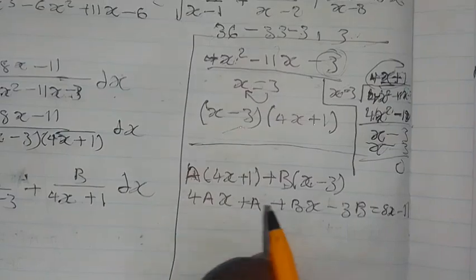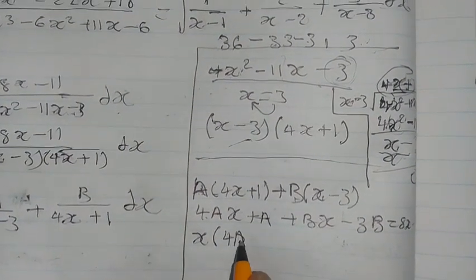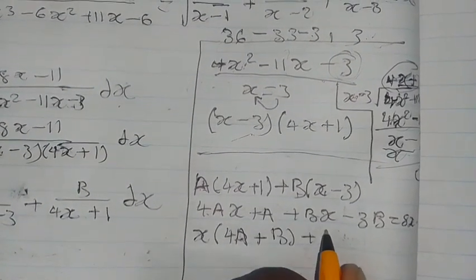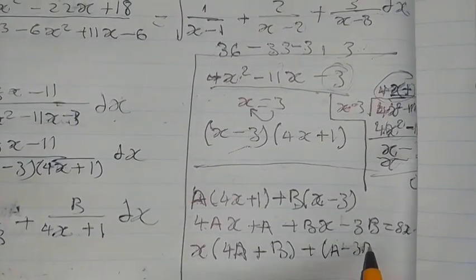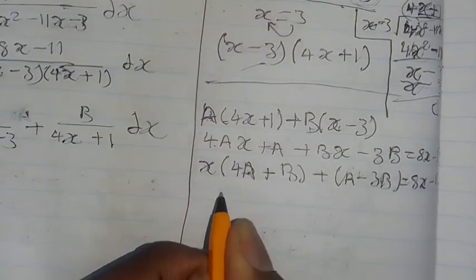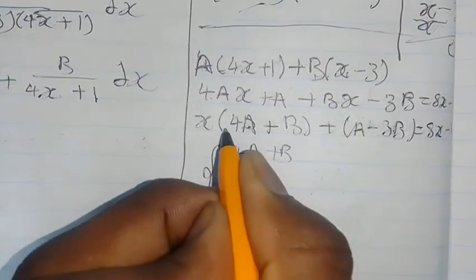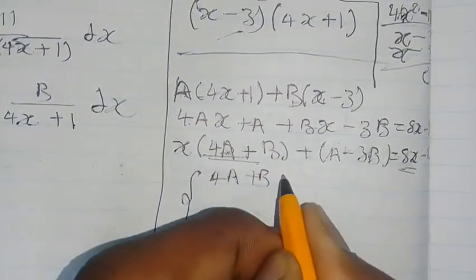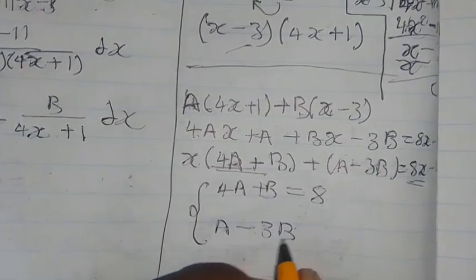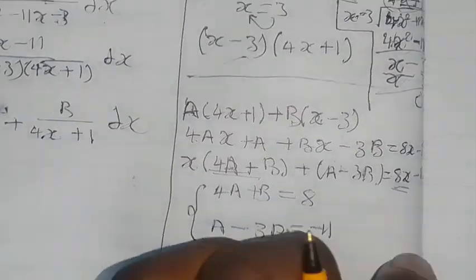8x minus 11. Now you group by x, you factor by x, then you'll have 4a, plus b, which is the other term that contains x. The constant is just a minus 3b. This will be the same as 8x minus 11. What this implies is that 4a plus b, which are grouped by x, equals 8, and a minus 3b is just the constant, and the constant on the right is minus 11, so it equals minus 11.